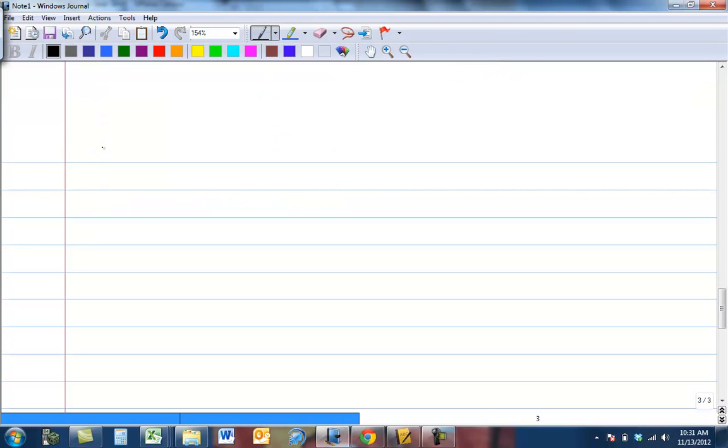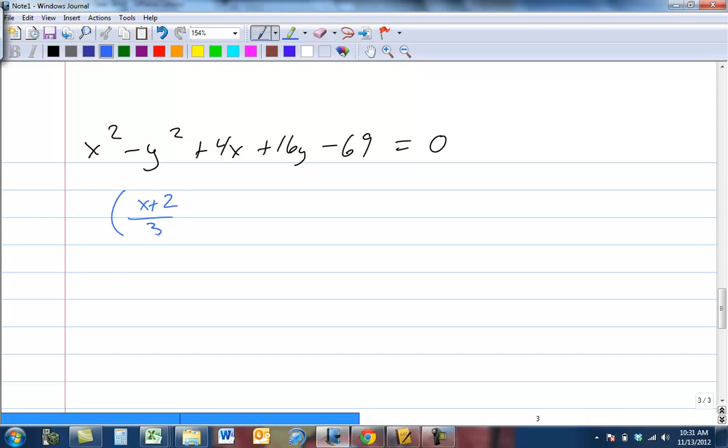Our example is going to be x squared minus y squared plus 4x plus 16y minus 69 equals 0. Tell you what, you could go and complete the squares and put this in general form. If you want to, go ahead and press pause and do that. I'm going to save us a little bit of work and tell you that the quantity x plus 2 divided by 3, squared, minus the quantity y minus 8 divided by 3, squared, equals 1. This is what the graphing form of this particular problem is going to be.